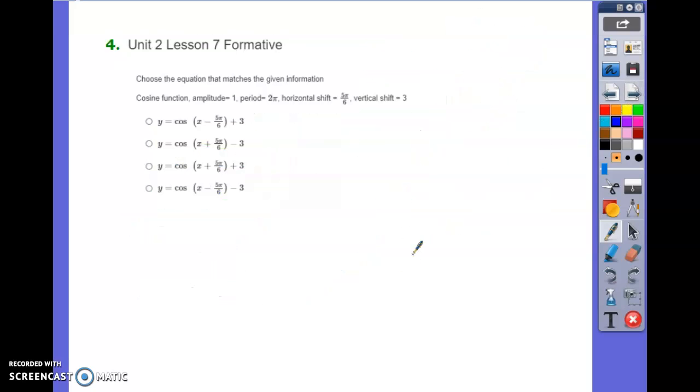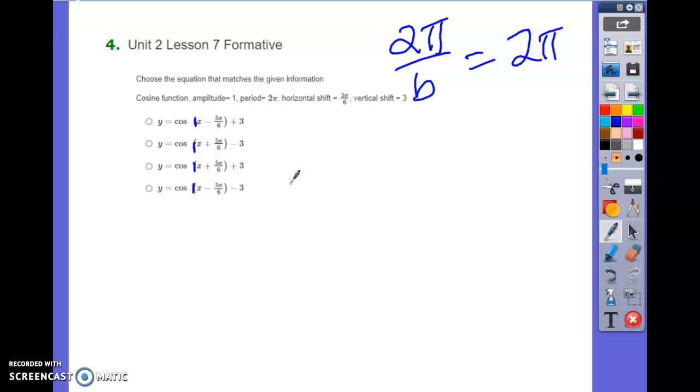And the last one, the amplitude is 1, so they're all 1. It's clearly a cosine function. The period is 2 pi. Since the period is 2 pi, the parent function also has a period of 2 pi. So that makes b equal to 1, because 2 pi over b is just equal to 2 pi. Every single one of these equations has a 1 in front of x, so that doesn't help us either.